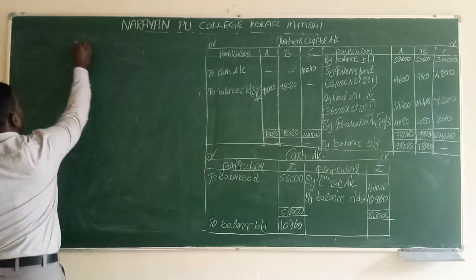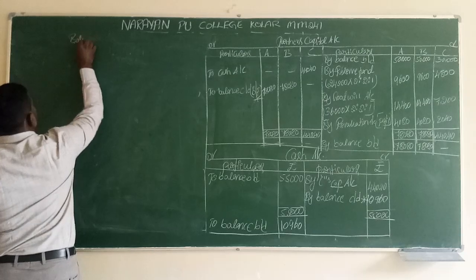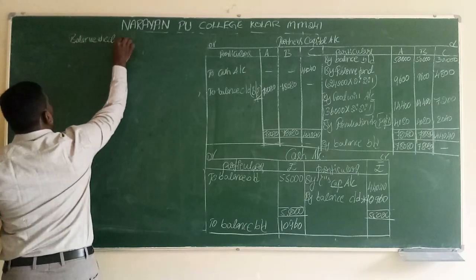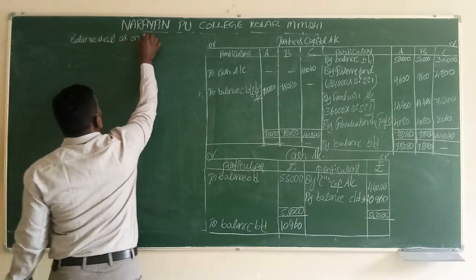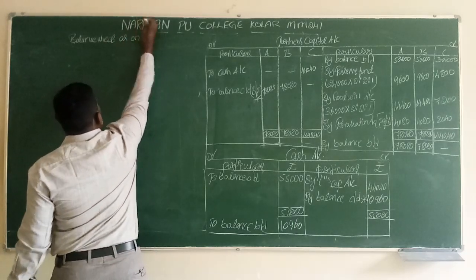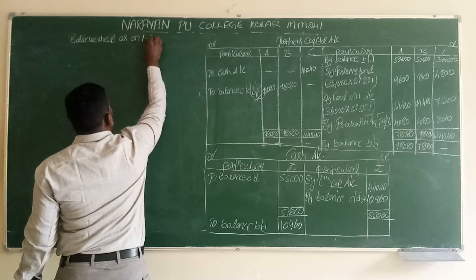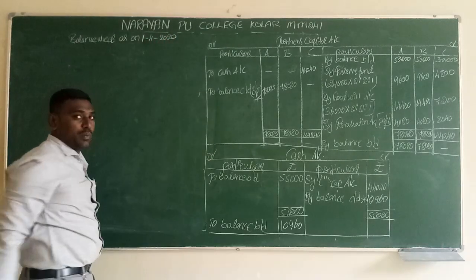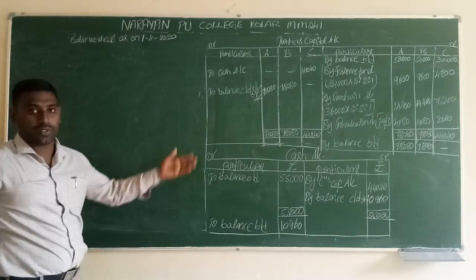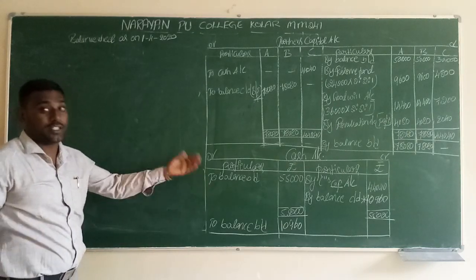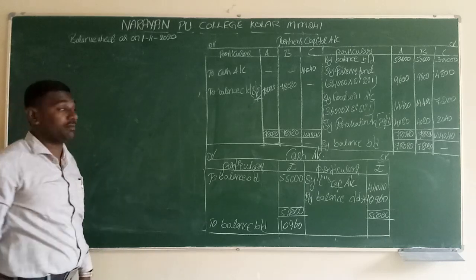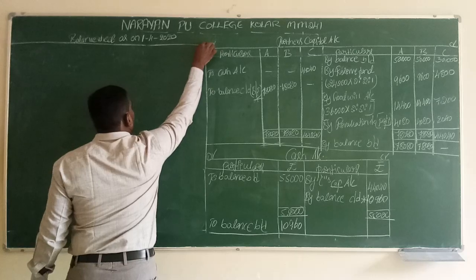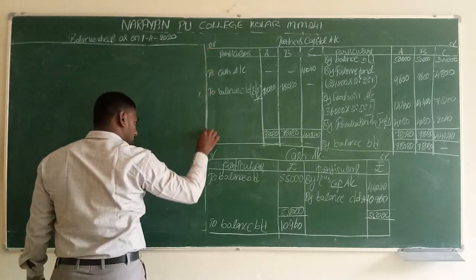We draw the columns. First we have to write the heading: balance sheet as on 1/4/2020, after retirement. Because 31st March is the ending date, during that date we have to settle. After settlement of that person, in the next academic year we will get a new balance, which is called the balance sheet of 1/4/2020.